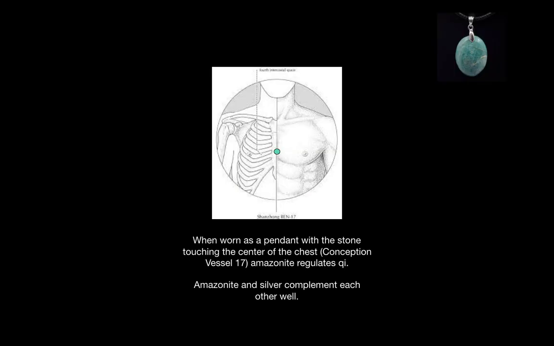You can wear Amazonite as a pendant with the stone touching the center of the chest. This point is located between the two nipples, and it is beneficial for regulating qi. This means regulating the emotions. Amazonite and silver complement each other very well, so look for silver and Amazonite jewelry if you can.